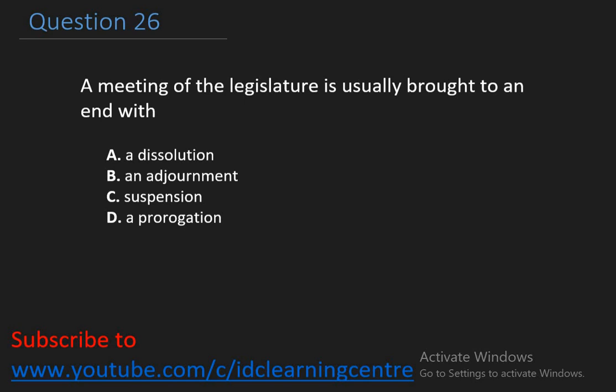Question 26. A meeting of the legislature is usually brought to an end with A. a dissolution, B. an adjournment, C. suspension, D. a prorogation. The right answer is D. A prorogation. Prorogation marks the end of a parliamentary session. It is the formal name given to the period between the end of a session of parliament and the state opening of parliament that begins the next session.